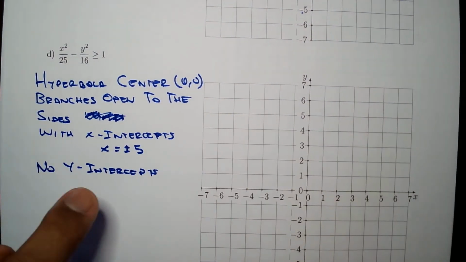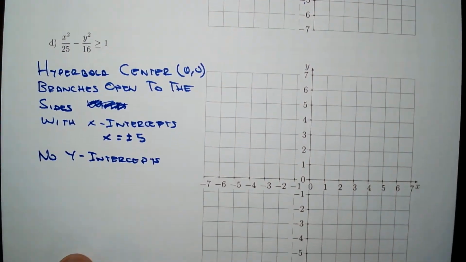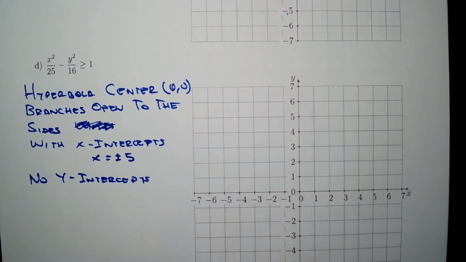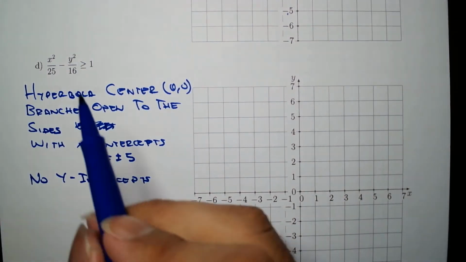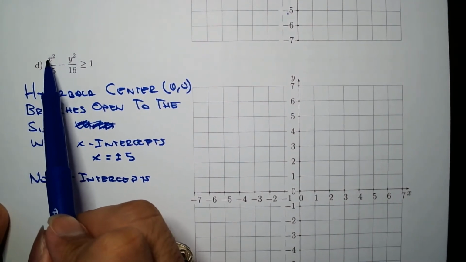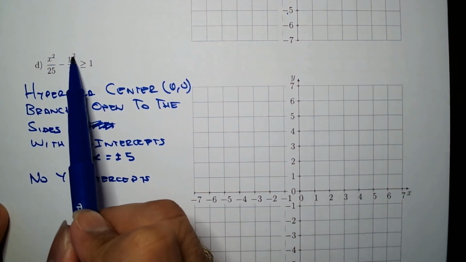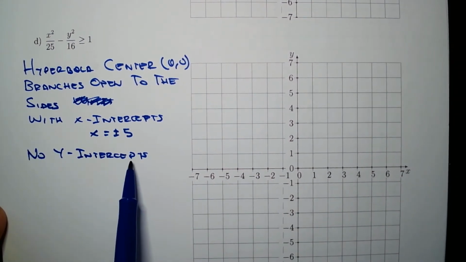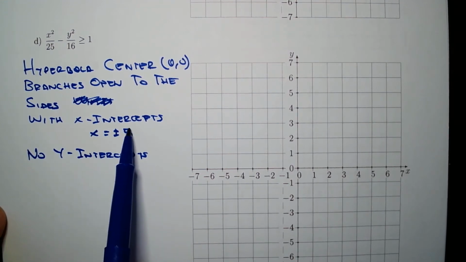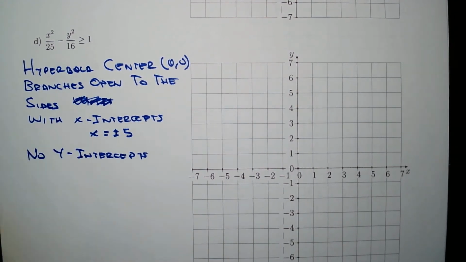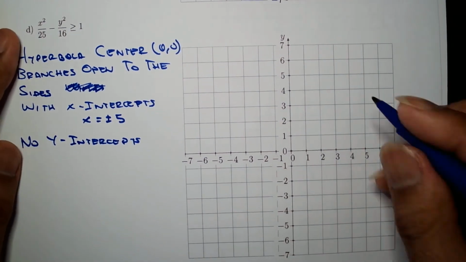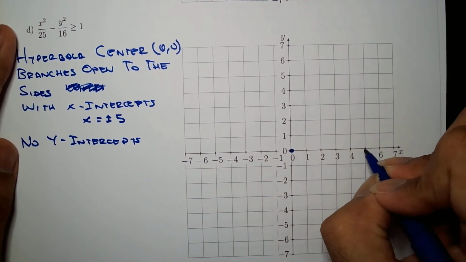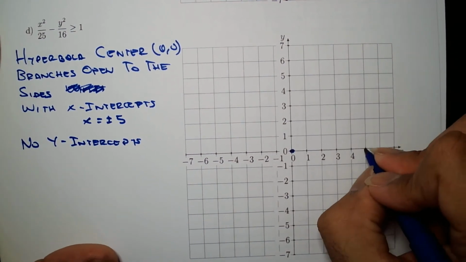Because if the branches open to the sides, then the branches don't touch the y-axis. Otherwise, if we had this reversed, if in this case the y-squared variable had the positive sign, then there would be no x-intercepts, but there would be y-intercepts, in this case 4 and minus 4. So this is what we do. In this case, centered at the origin, the intercepts are 5 and negative 5.